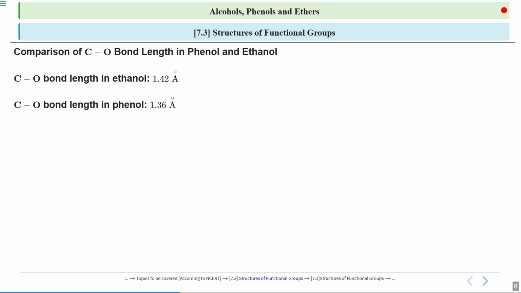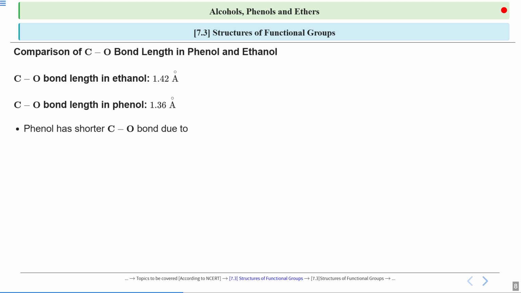Angstrom is actually 10 to the power minus 10 meters. So the CO bond length in ethanol is 1.42 and the CO bond length in phenol is 1.36 angstrom. Now, phenol has a shorter CO bond length due to the following reasons. You can clearly see the CO bond length in phenol is smaller than the CO bond length in ethanol.